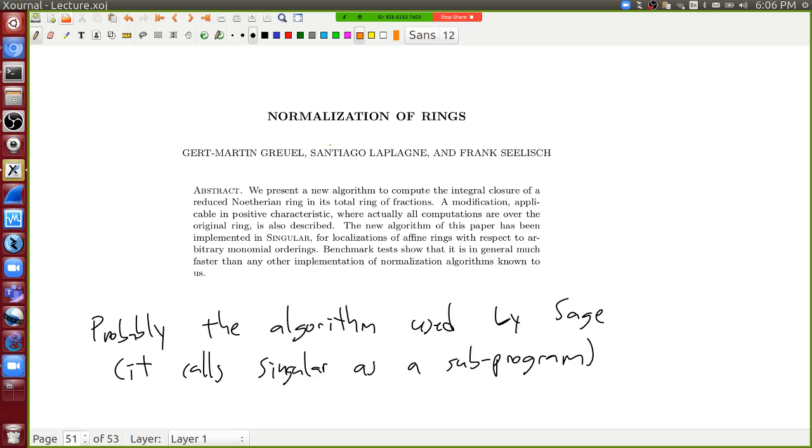I think Sage uses Singular. How does Sage compute an integral closure, a normalization? It calls Singular as a subprogram, and I'm pretty sure, if you just look in the abstract, the new algorithm of this paper has been implemented in Singular for localizations of affine rings. I think this is the algorithm that Singular uses. So this is probably the algorithm that we're using in Sage, indirectly through Singular, to compute these integral closures.